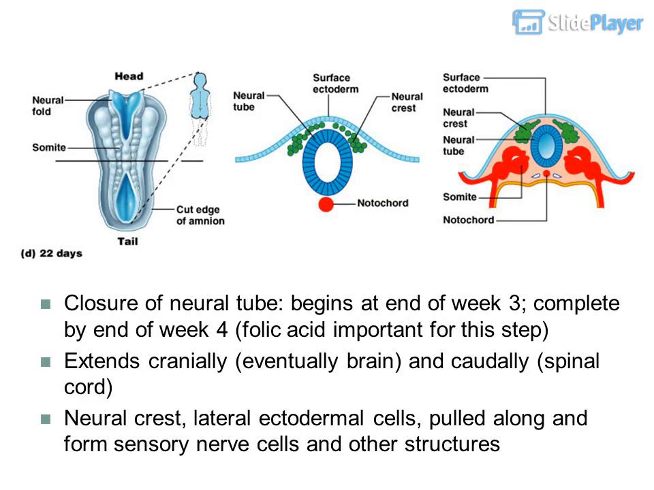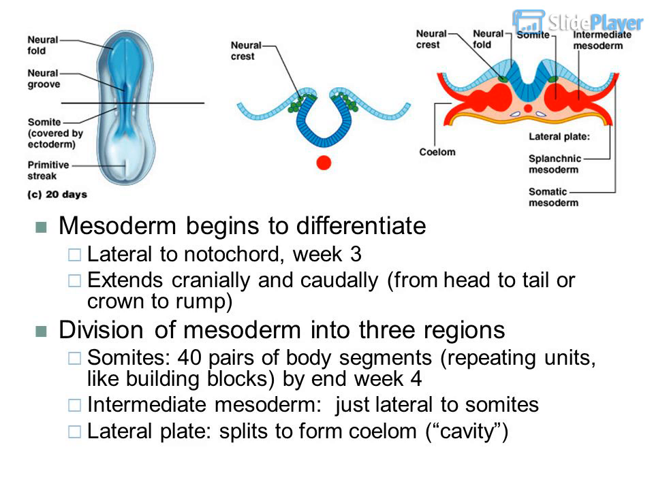Closure of neural tube begins at end of week 3, complete by end of week 4. Folic acid is important for this step. Extends cranially, eventually brain, and caudally, spinal cord. Neural crest, lateral ectodermal cells, pulled along and form sensory nerve cells and other structures. Mesoderm begins to differentiate.